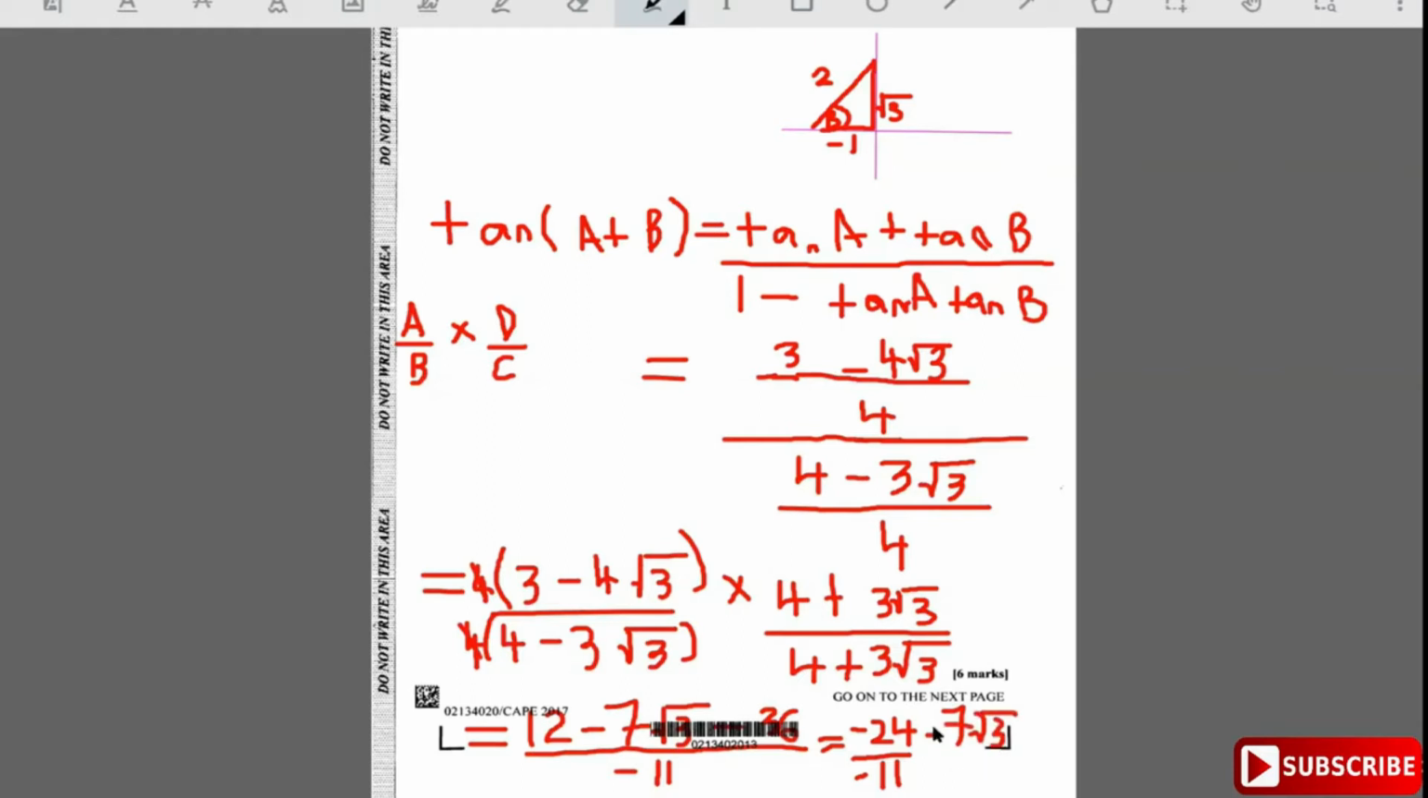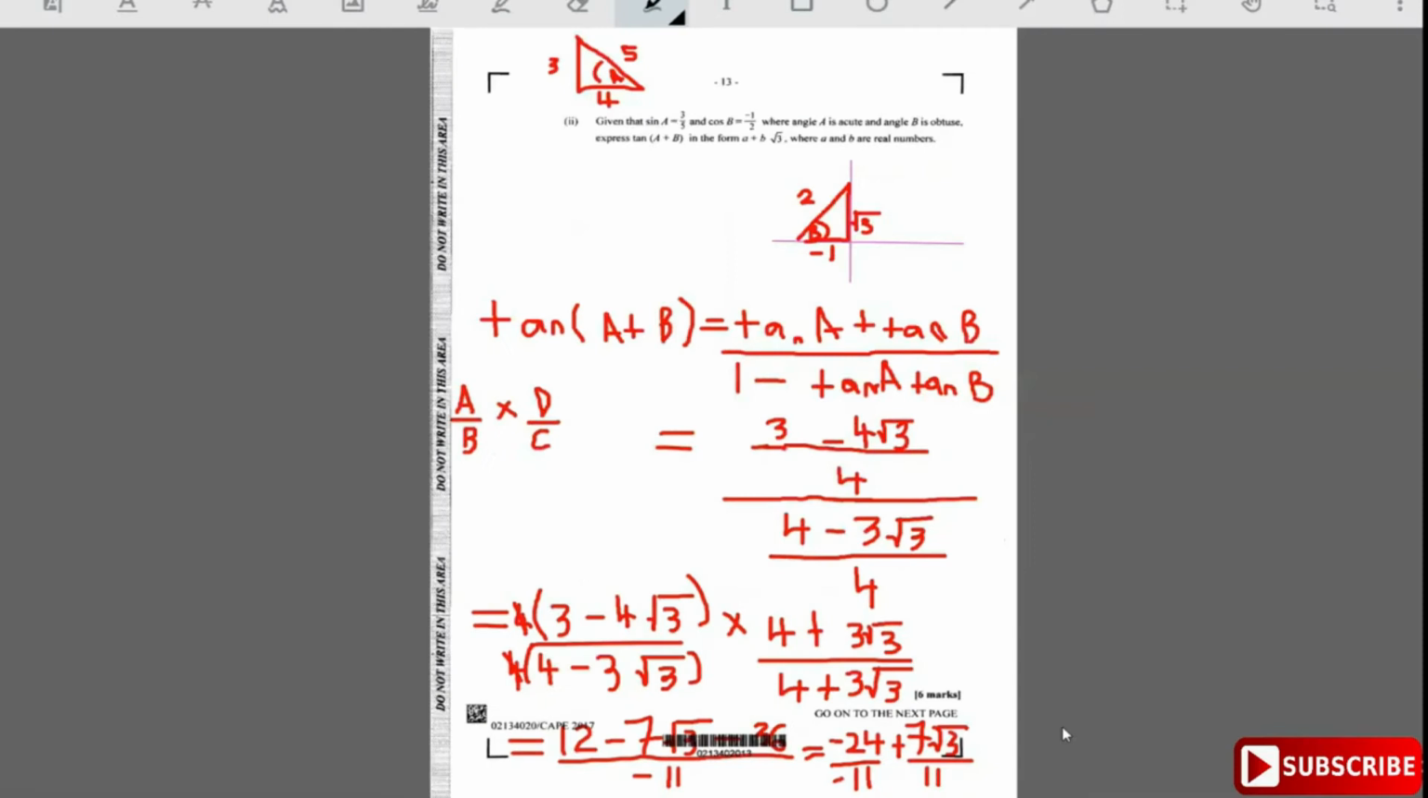And since minus and a minus, I can just put plus. So it's plus 7 root 3 over 11. That's how we get this question. Nice and easy, soft.